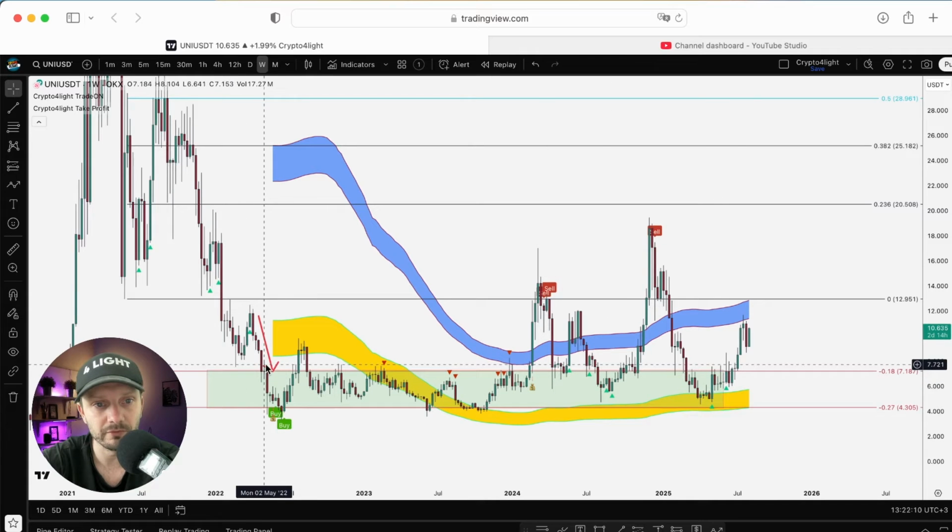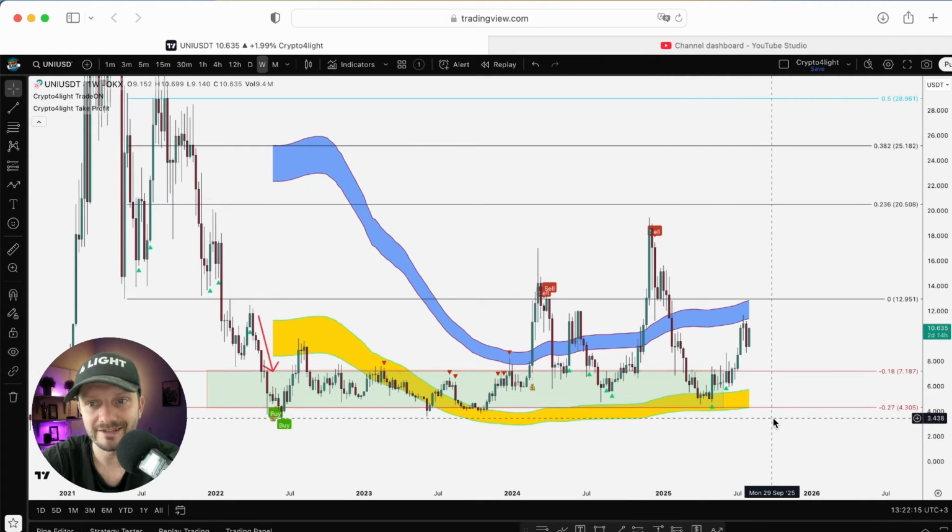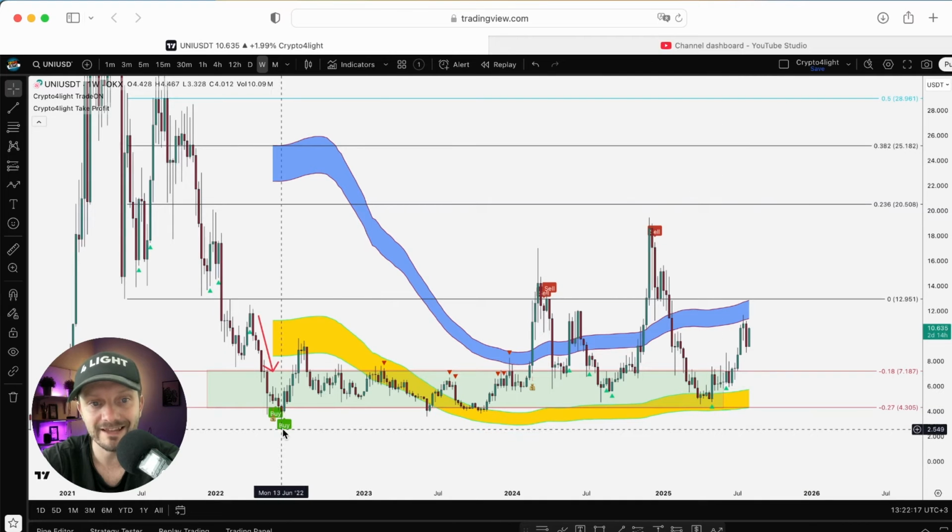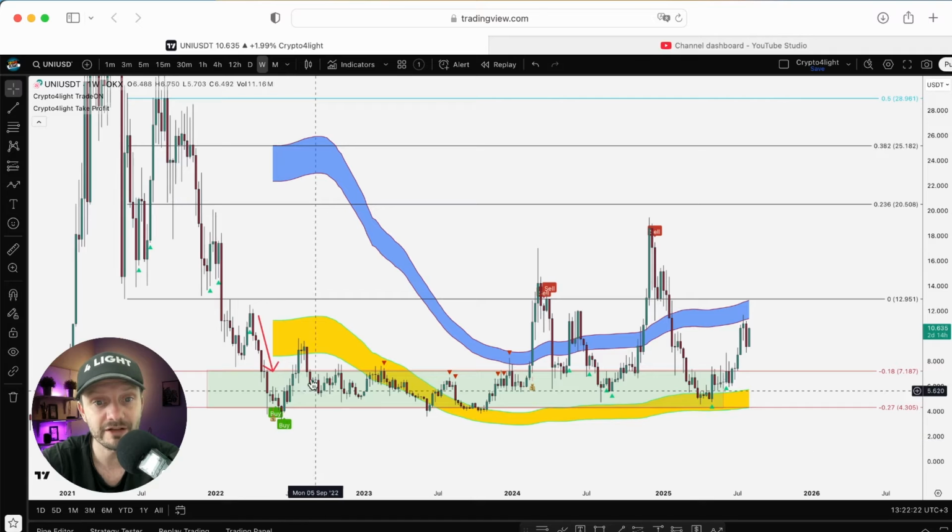So yes, people won't believe we will drop to a range like $7.18 and $4.30, but we dumped it, and even lower. It was June 2022, we dumped it to $3.32. So congrats to everybody who accumulated in this range.